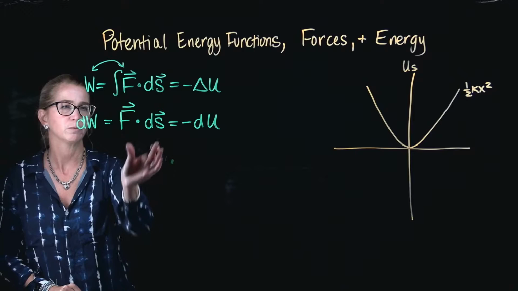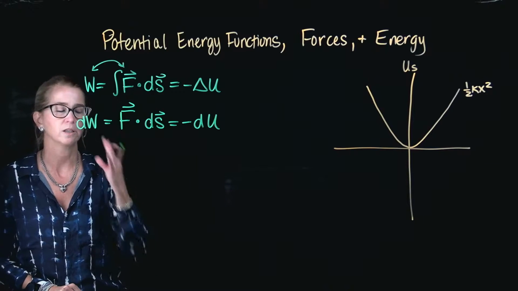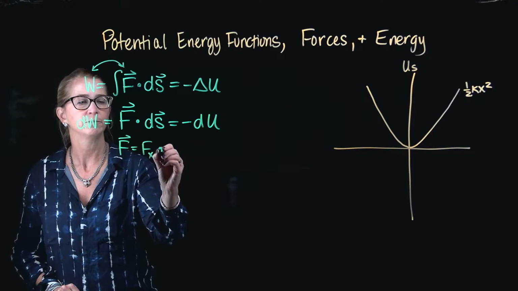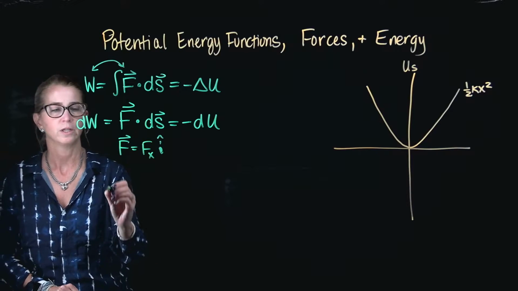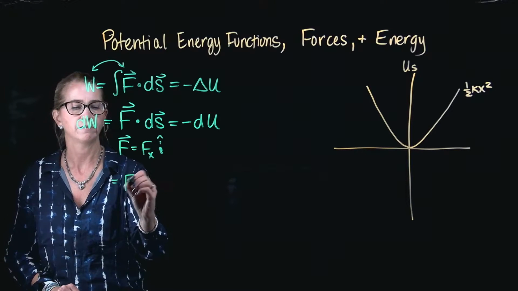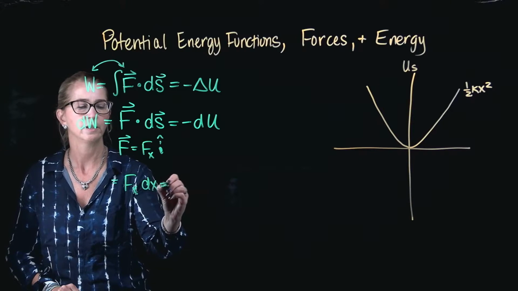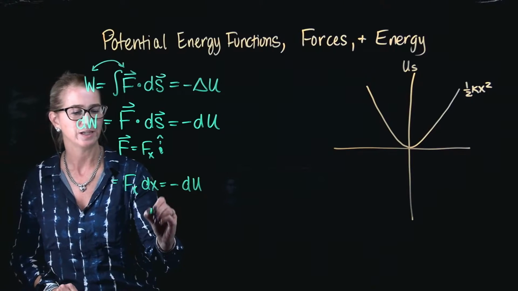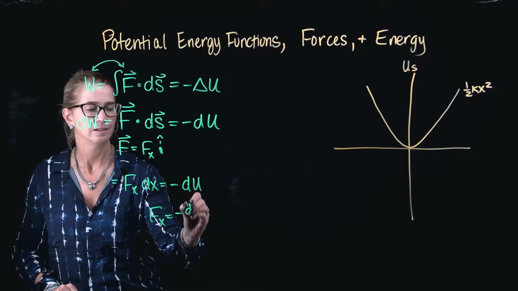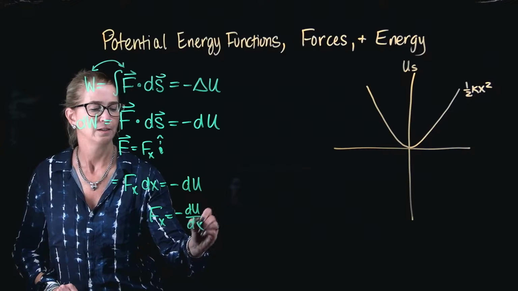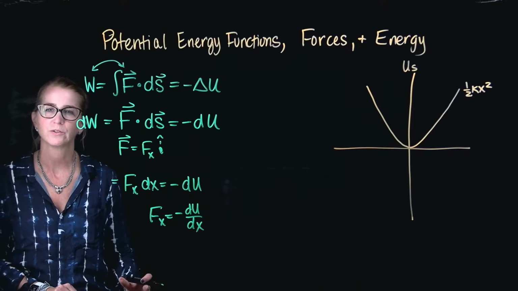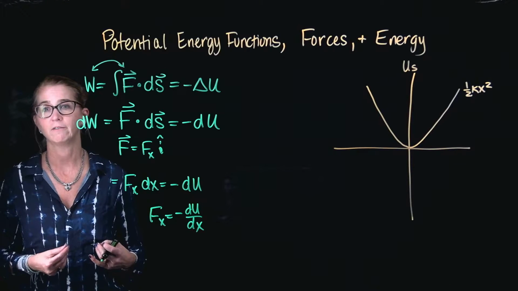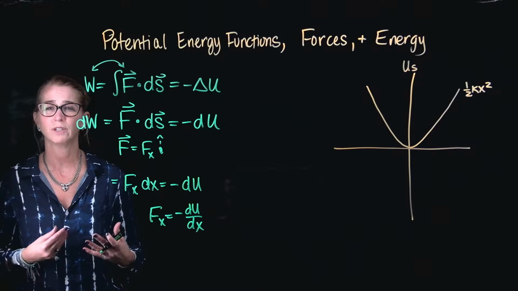Now, if we want to make this simpler, because this involves a dot product, we can think about maybe the force being in the x direction. And so then this can be rewritten as F of x times dx is equal to minus dU. And now we get a relationship between the force and the potential energy function, in that the force is related to the derivative of the potential energy function, which is actually really helpful for us.